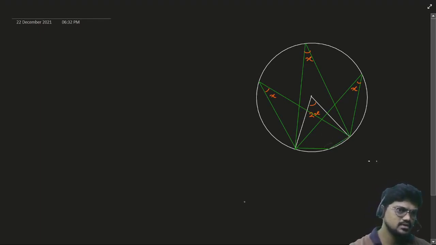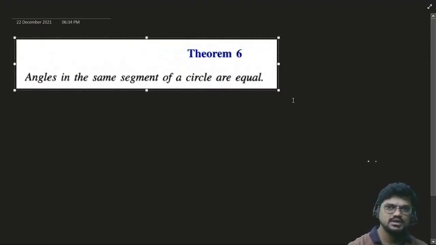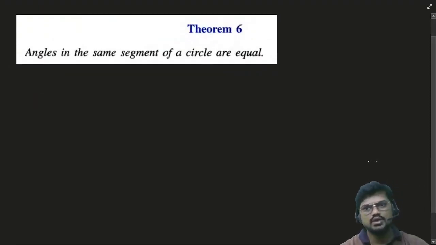It should be on the same side of the arc. It should not be on the opposite side. Understood? All these angles will be equal, and all these angles will be half of the central angle. Is that clear? Okay. The next theorem is angles in the same segment of a circle are equal.